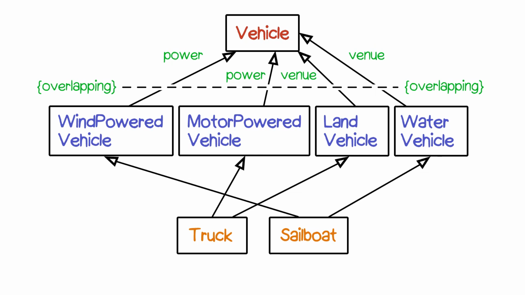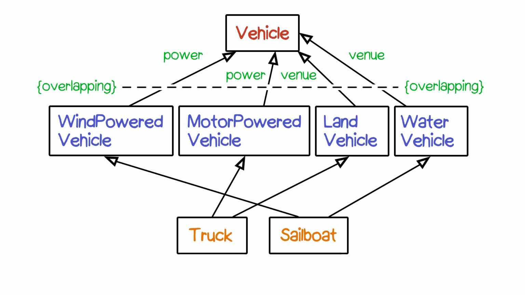We have a superclass called vehicle. Note that it's got 4 lines coming into it, each with an open triangle, so it's got 4 subclasses. Those subclasses are wind-powered vehicle, motor-powered vehicle, land vehicle, and water vehicle. Notice also that we have 2 grandchild classes. We have trucks and we have sailboats.